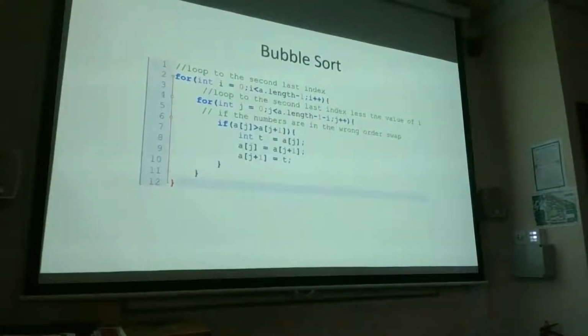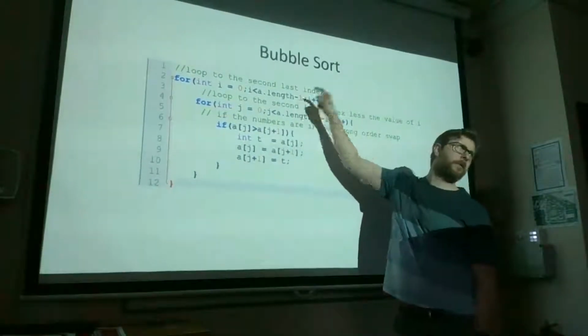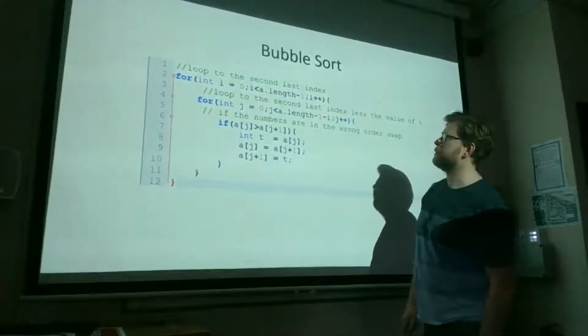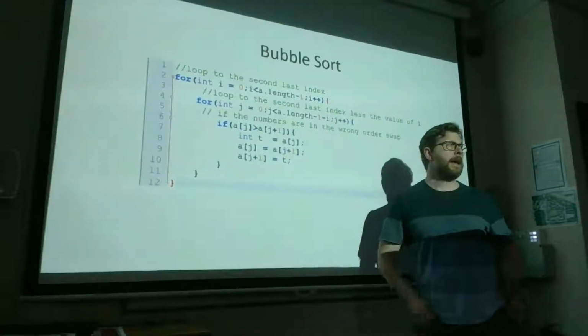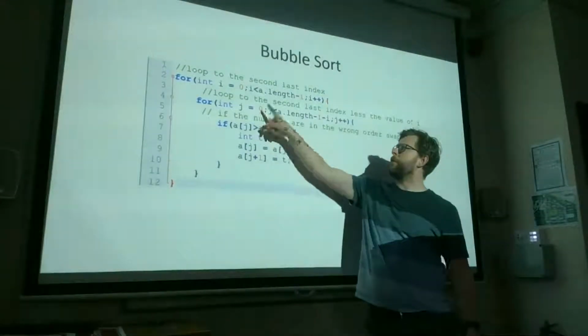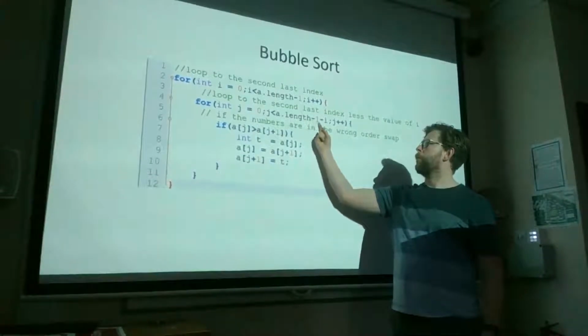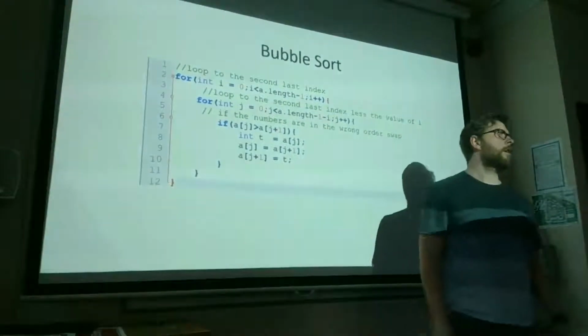So here's our code. The outer loop should be familiar because we're going to -1, to the second last index. The inner loop is kind of confusing. The middle section of the inner loop is where most people get this wrong or make a mistake. We're going to start from the beginning of the array. We're going to go all the way up to the length of the array, -1, minus i.